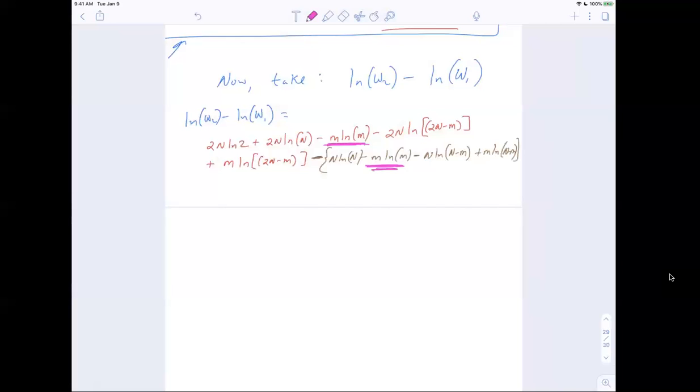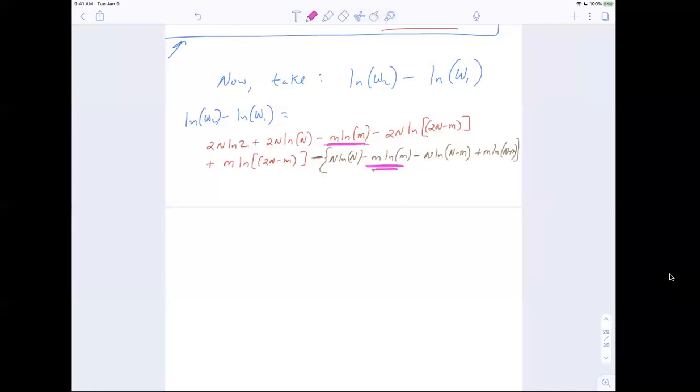Okay, what else? I wonder if there's anything else that cancels. Do people see anything that might cancel? I see something. Which one? We have a plus 2 n log n, and we also have a minus 1 n log n. So those will subtract to just get us plus 1 n log n.